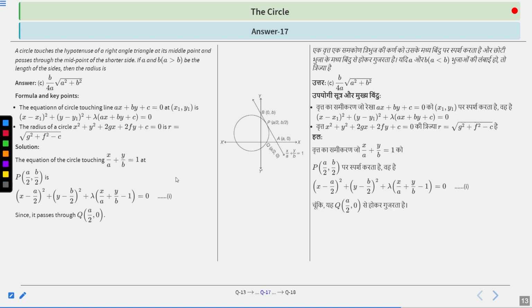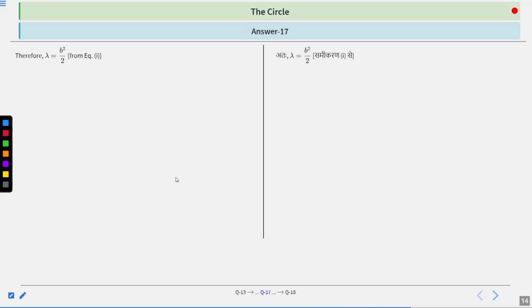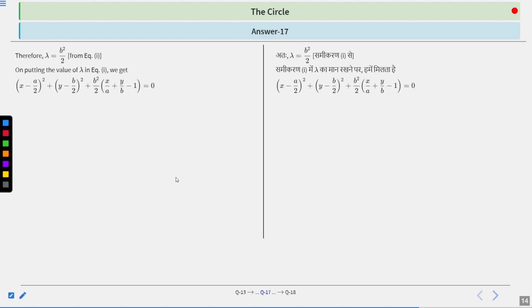Since it passes through Q (a/2, 0), you will get, after solving this, lambda is equal to b square by 2 from equation 1, right? Now on putting the value of lambda in equation 1, we will get (x minus a/2) whole square plus (y minus b/2) whole square plus b square by 2 into (x by a plus y by b minus 1) equal to 0.